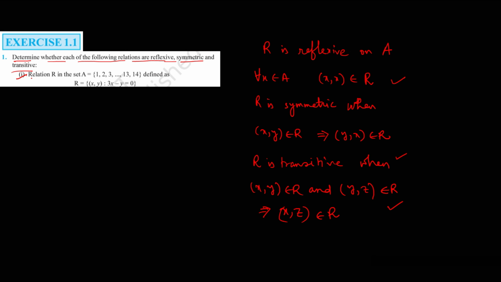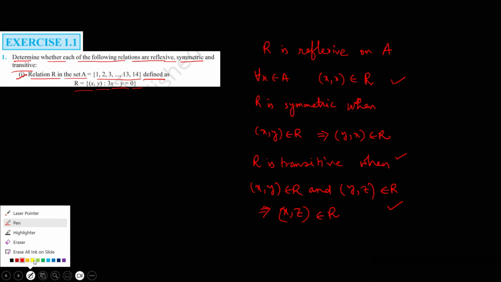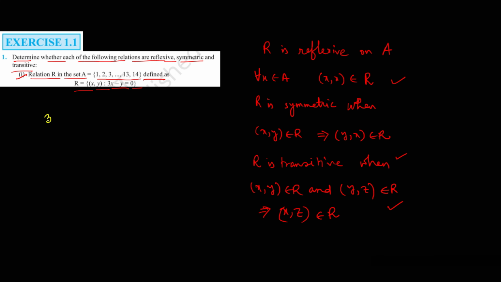So now problem number 1: relation R in the set A = {1, 2, 3, 4, up to 14}, defined as R = {(x, y) such that 3x minus y equal to 0}. So we have to check whether this relation is reflexive, symmetric or transitive. So let us take 3x minus y equal to 0. After solving this equation we get 3x equal to y, that is y equal to 3x. That means we have to take x and y from this set A. You have to remember that.